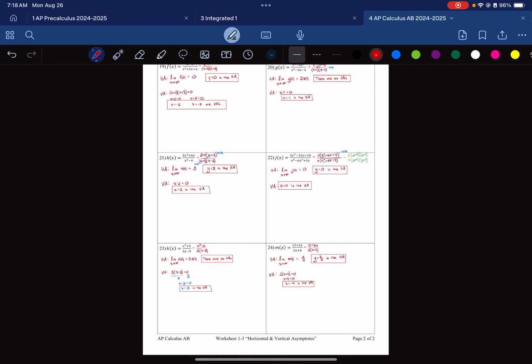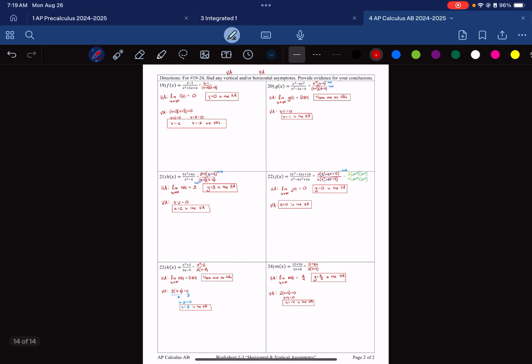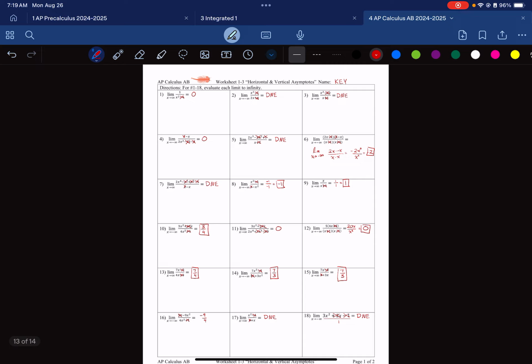All right, that concludes our worksheet 1-3 for AP Calculus AB. Let's go ahead and see the entire backside. There it is. Let's look at the entire front side. There it is. Thanks for watching.